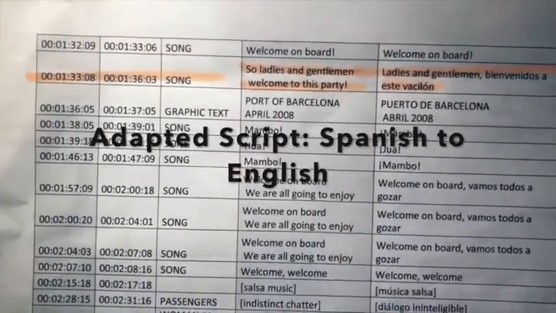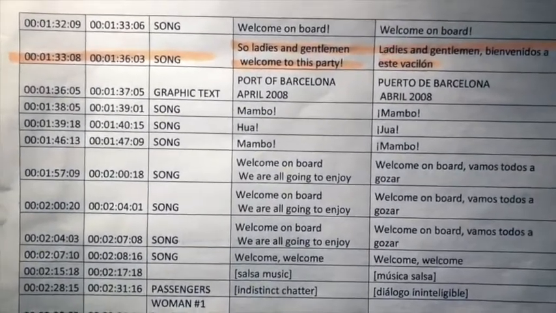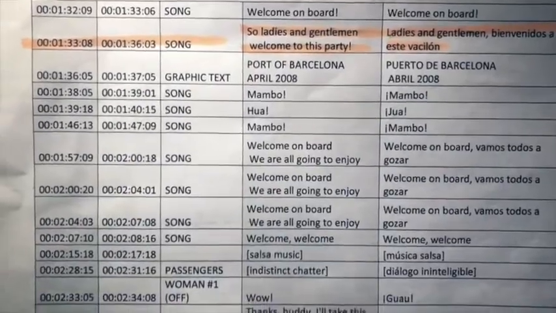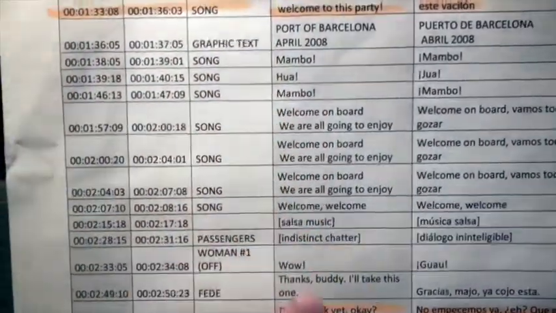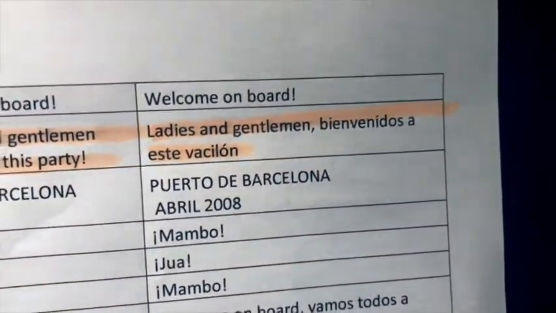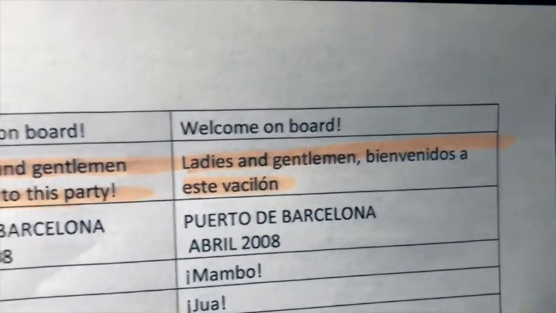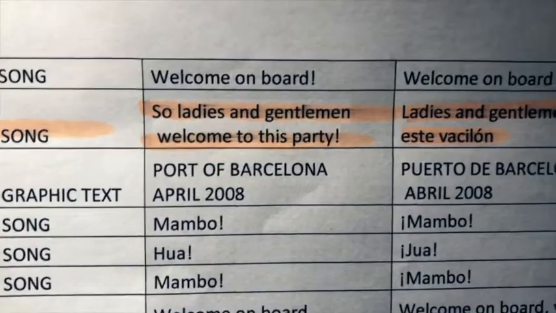It all starts with the adaptation. Here we go. When a project is being localized or dubbed into English, the script is first translated from the original language into English. So in this example here, I have a film script from Spain. Here are all the original Spanish lines in this column here, and here are the literal translations of those lines down in this column. So take a look at this one line here. Ladies and gentlemen, bienvenidos a este vacilón, which translated literally into English is, ladies and gentlemen, welcome to this party.